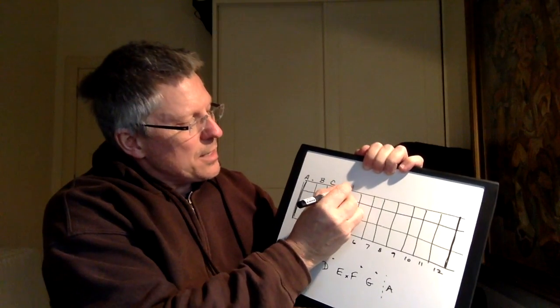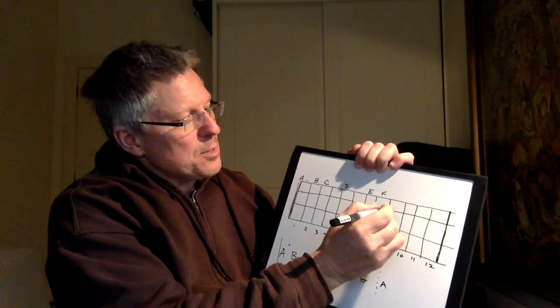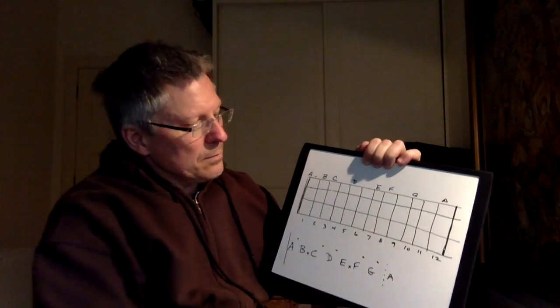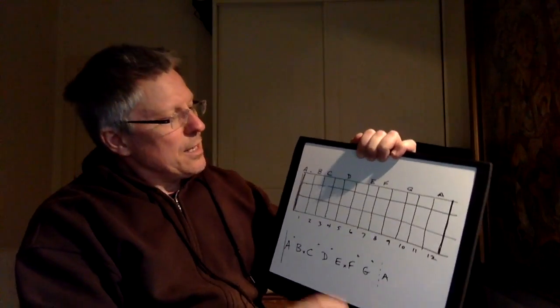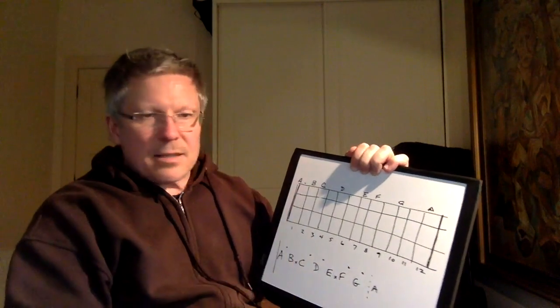There's a space between C and D. There's a space between D and E. There's no space between E and F. There's a space between F and G. And there's a space between G and the next A. Right? There they are. So there are our alphabetical notes with some spaces left between.